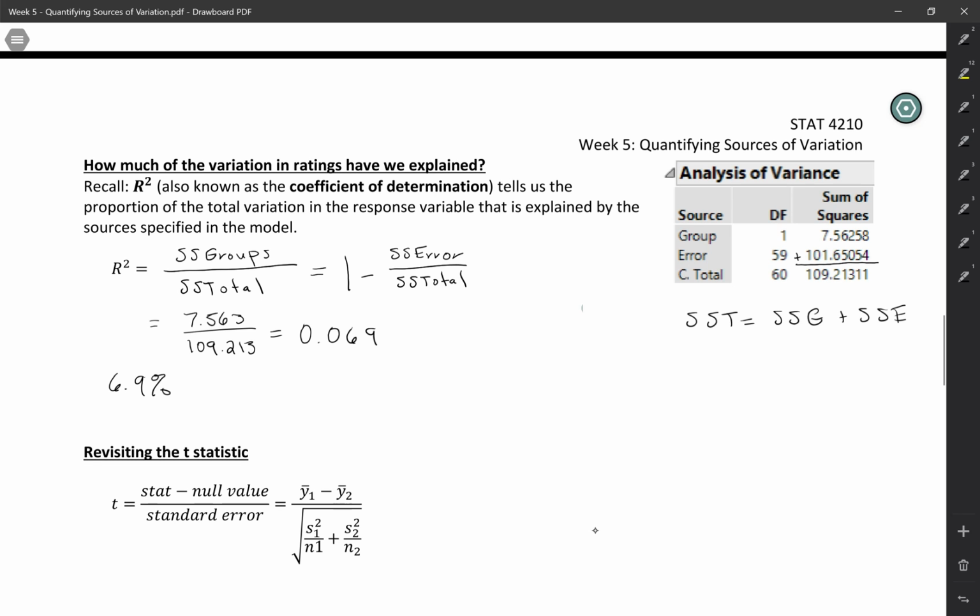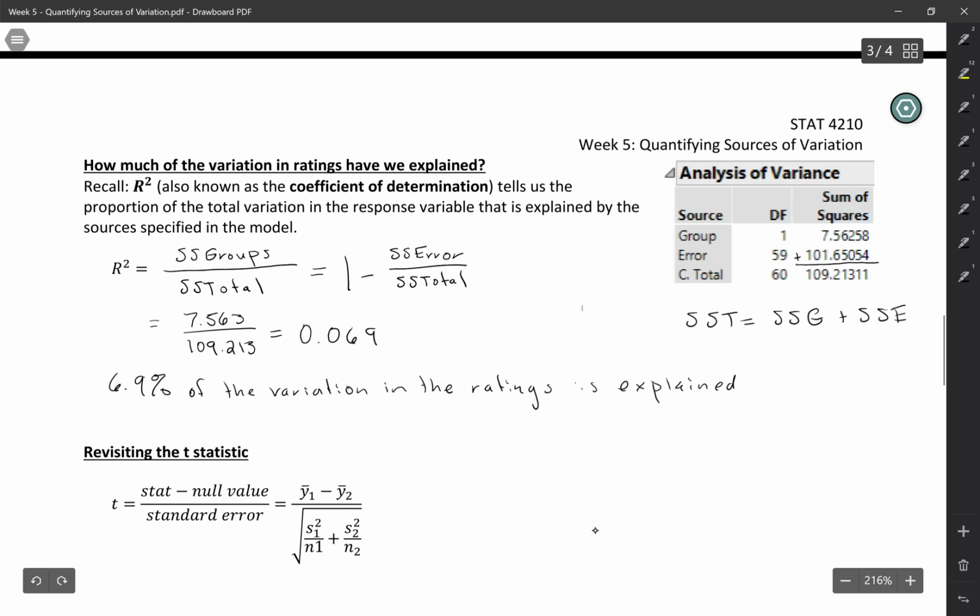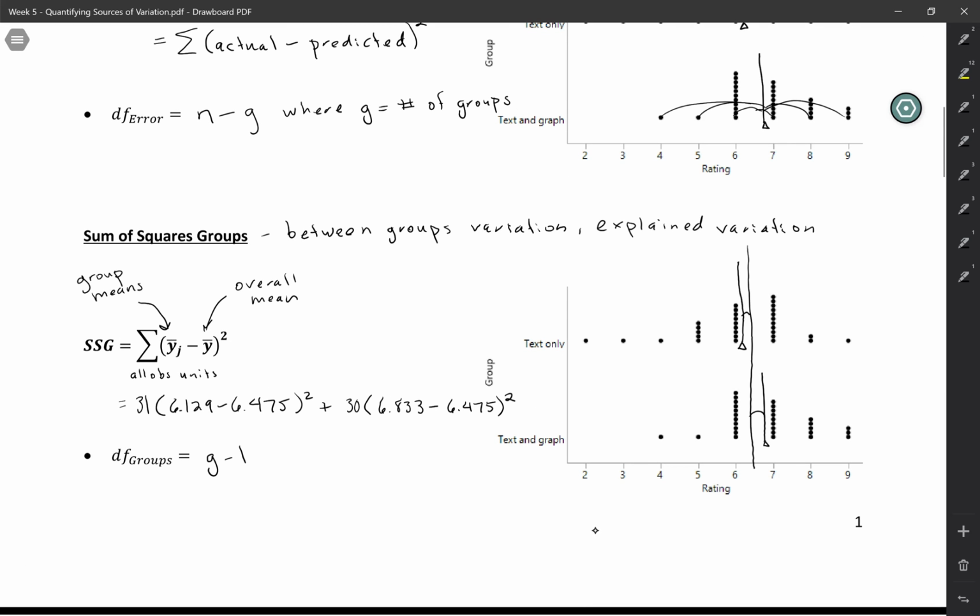So 6.9% of the variation in ratings, so the ratings of how effective people think the drug is, 6.9% of the variation in ratings is explained by this model. So the model that's based on whether it was text and graph or text only. And it's not too surprising that the r squared value was low there. We saw that our group means really weren't all that far apart. They weren't that far from the overall mean, and there was a whole lot of overlap in this distribution. So the amount of variability explained is sort of low.